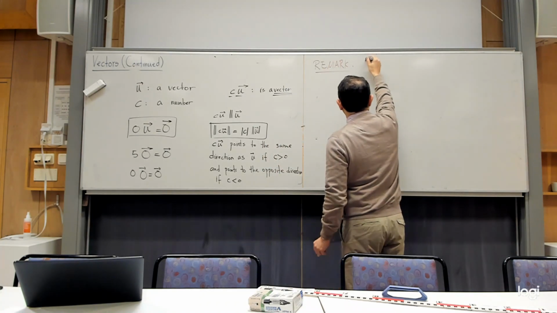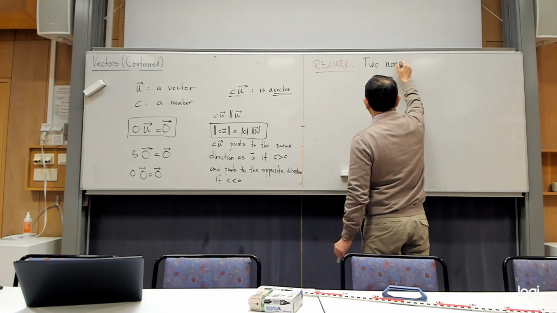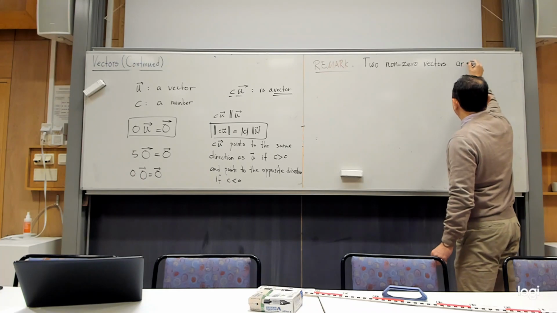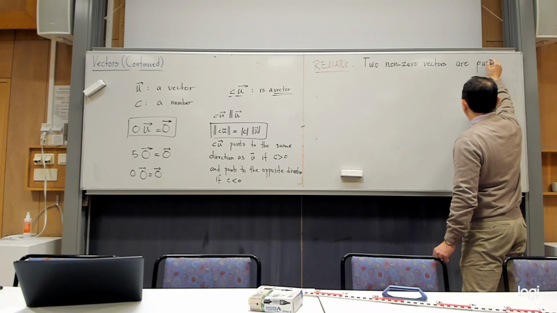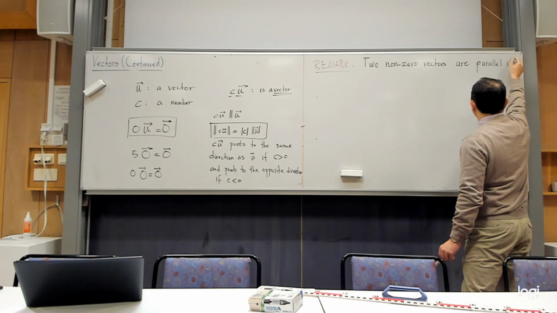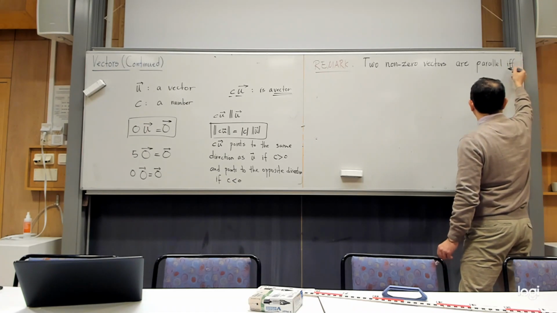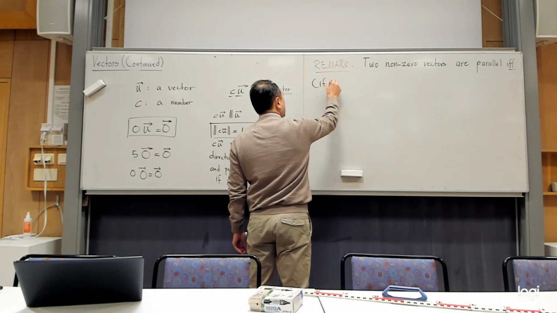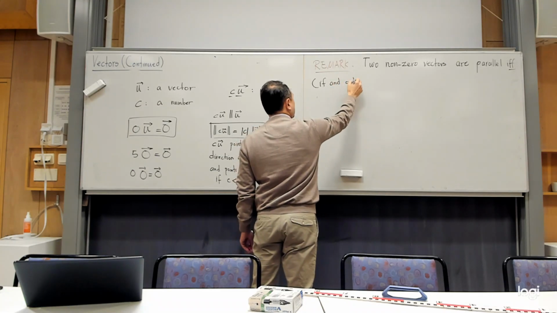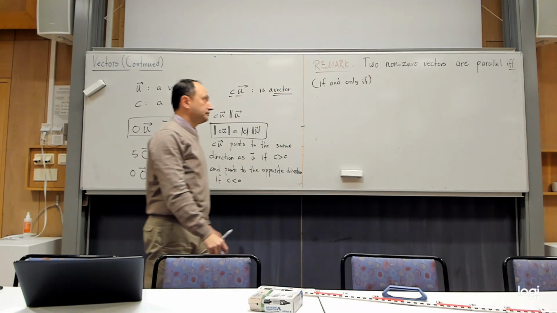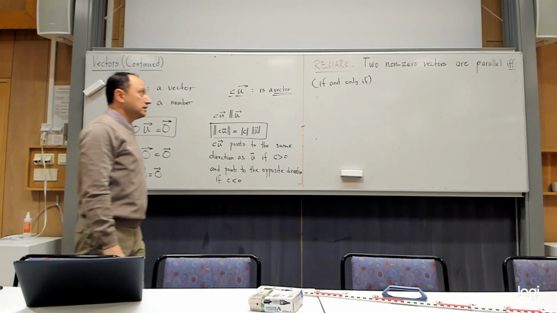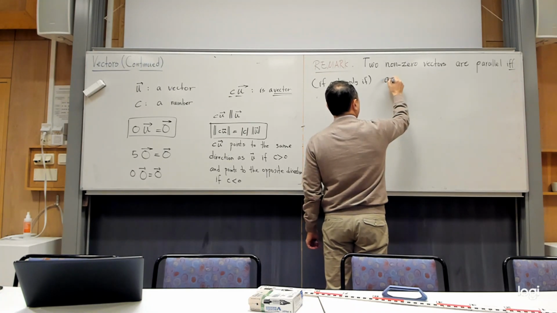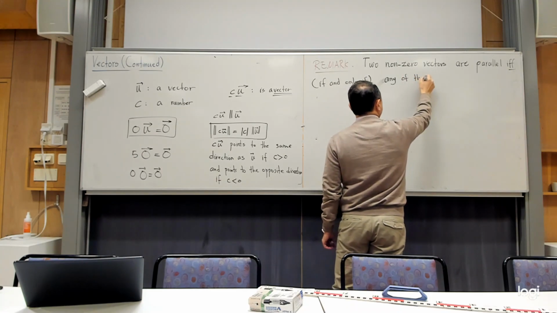Two non-zero vectors are parallel if and only if — "iff" is not a misprint in mathematical text. It means if and only if. If and only if one of them, any of them, is a multiple of the other one.